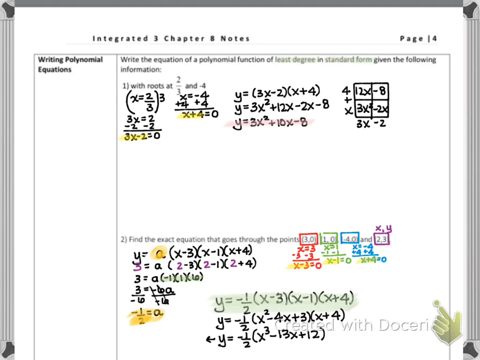So go ahead and distribute your negative 1/2. Remember that to multiply fractions, you do top times top equals top, and bottom times bottom equals bottom. Let's go ahead and pause, see if we get the same thing.